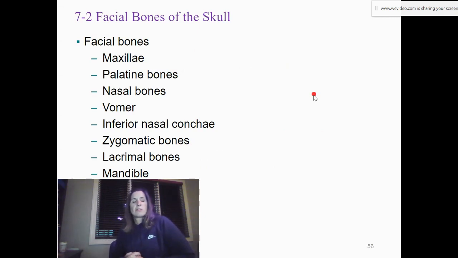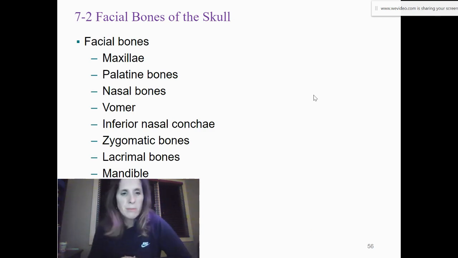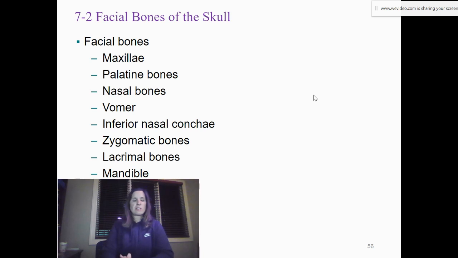Okay, we are going to finish off with the facial bones and the hyoid bone. All right, so these are the maxillae, the palatine, the nasal bones, the vomer, the inferior nasal conchae, the zygomatic bones, the lacrimal bones, the mandible, and the hyoid.